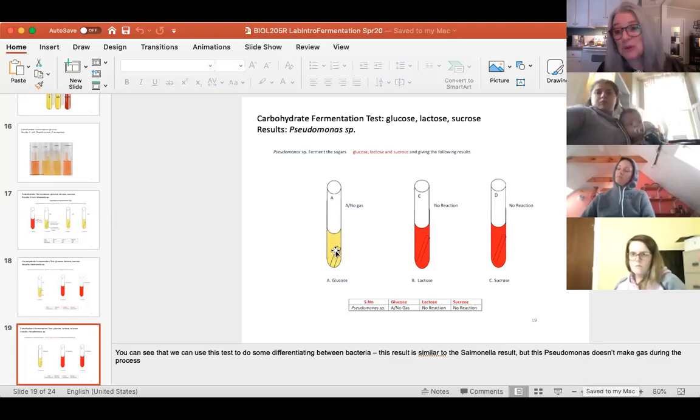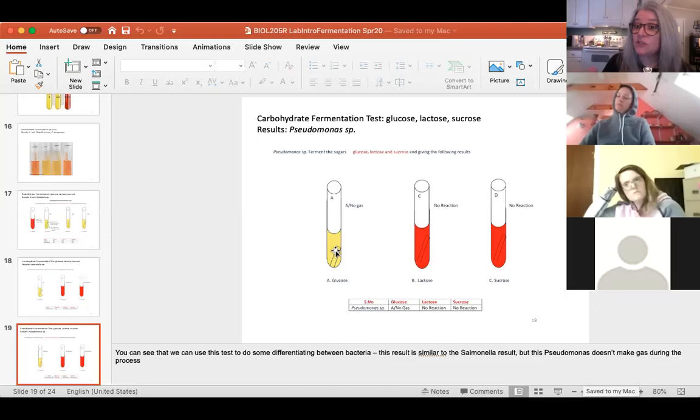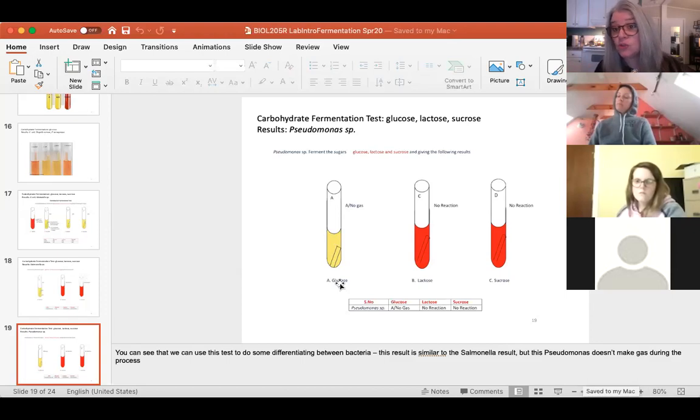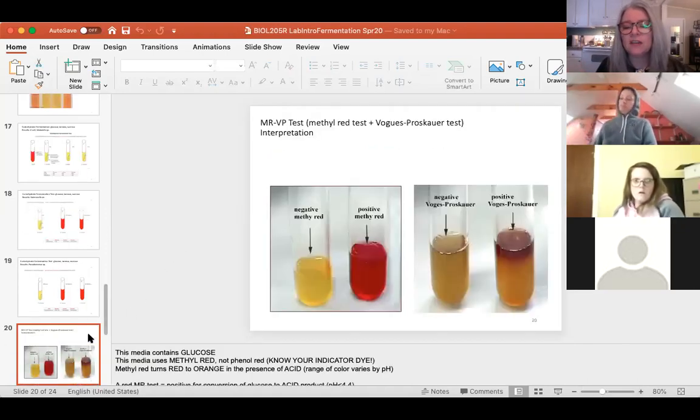Salmonella and Pseudomonas are both pretty bad pathogens. And this is a nice way to distinguish between them based on whether or not they produce gas during glucose fermentation. The Pseudomonas cannot ferment lactose, and Pseudomonas cannot ferment sucrose. So we have an interesting set of results.